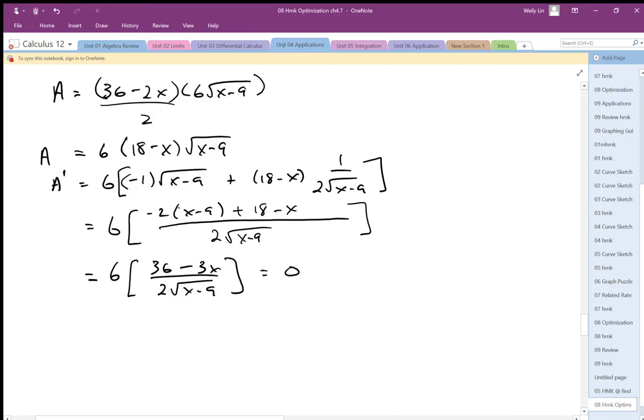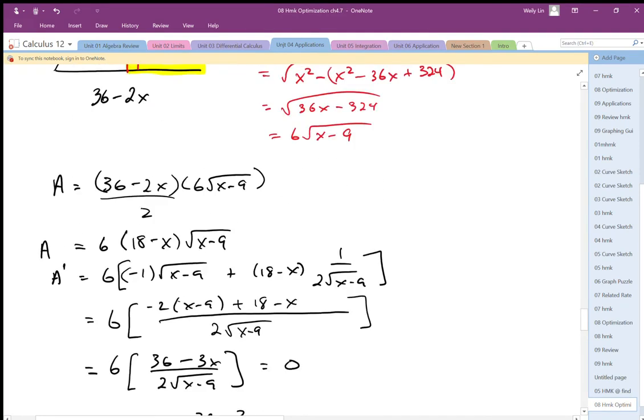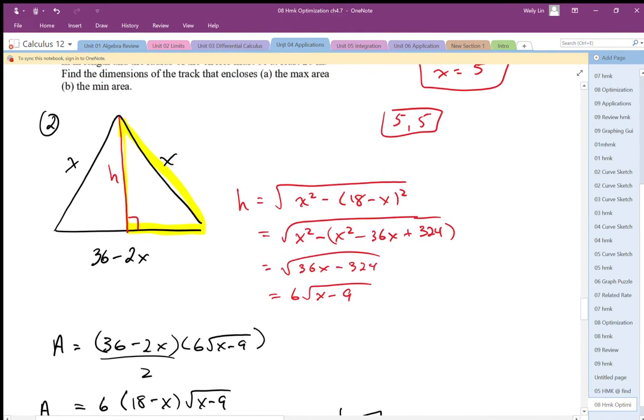Solving that equation equal to 0, I get 36 equals 3x, x equals 12. Okay, so if I want to maximize the area of this triangle, that's going to be 12, 12, and this bottom length would also be 12. So the most symmetrical shape will give you the maximum area for that perimeter, which makes sense because the most symmetrical shapes will give you the maximum areas for us.